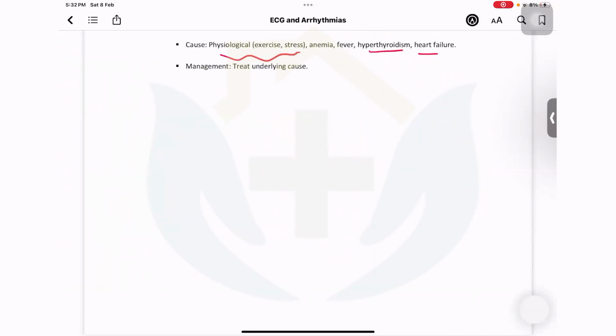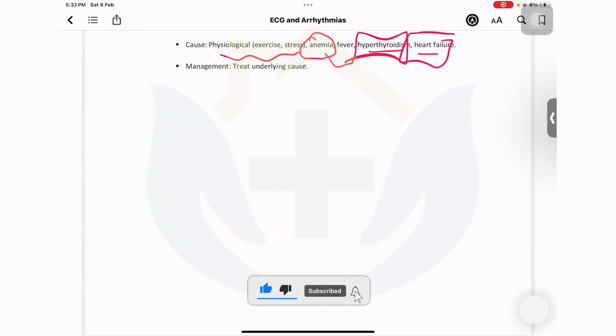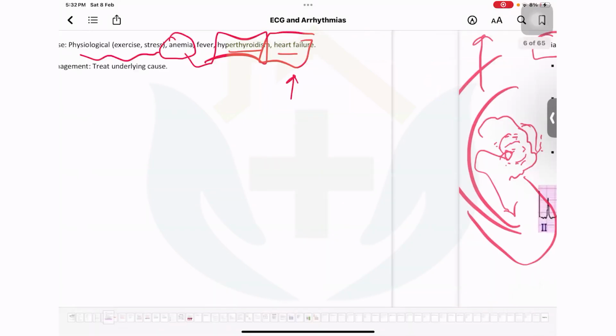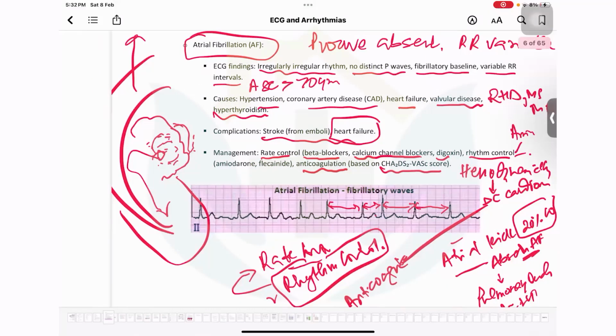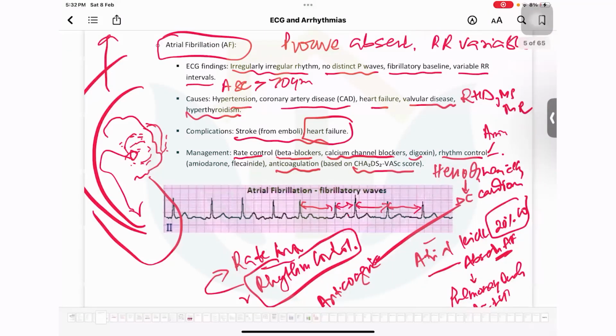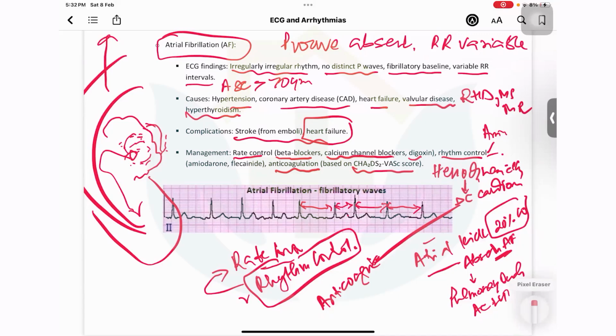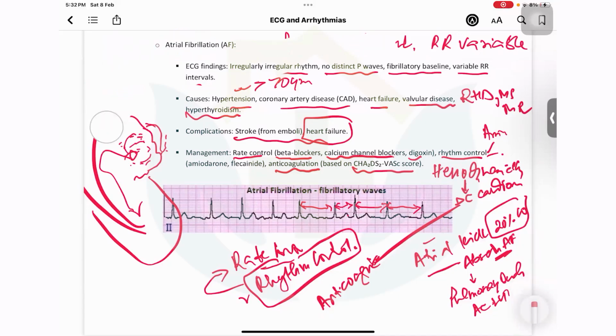Physiological causes would be exercise, stress, fever. Pathological causes would be anemia, hypothyroidism, cardiac failure, certain drugs like LSD, amphetamines, deriphyllin, theophylline, thioxanthines, all caffeine, all of them can cause tachycardia. The treatment is to treat the underlying cause. Okay, so this was the sinus tachycardia.